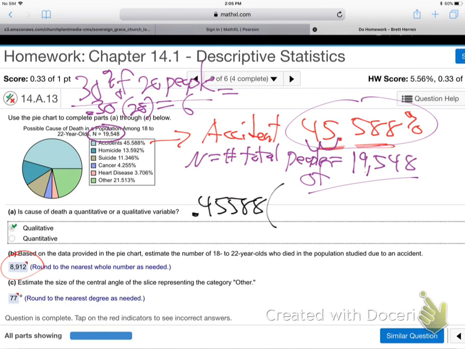0.45 times the 19,548, because it's of, right? It's 45% of the 19,000 people. So multiply that, and I guess that comes out 8,912, or rounds to something. It says round to the nearest whole number. So about 8,912 died from accident. That good? Questions on that?